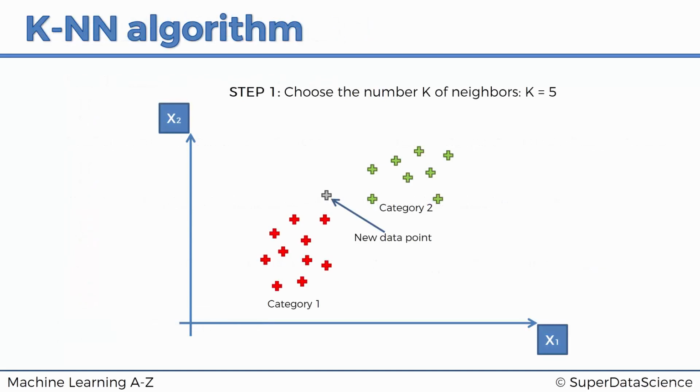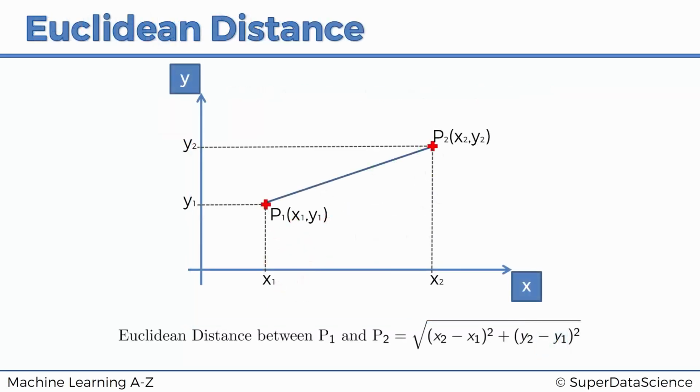So here we've got the new data point added to our scatter plot as we saw previously. How do we find the nearest neighbors of this new data point? Well, let's have a look at the Euclidean distance that we're going to use. Euclidean distance is a very basic type of distance that we define in geometry. If you have two points, P1 and P2, then the distance between the two points is measured according to this formula: x2 minus x1, the difference between the x coordinates, squared, plus the difference between the y coordinates squared, and then you take the square root of all of that.